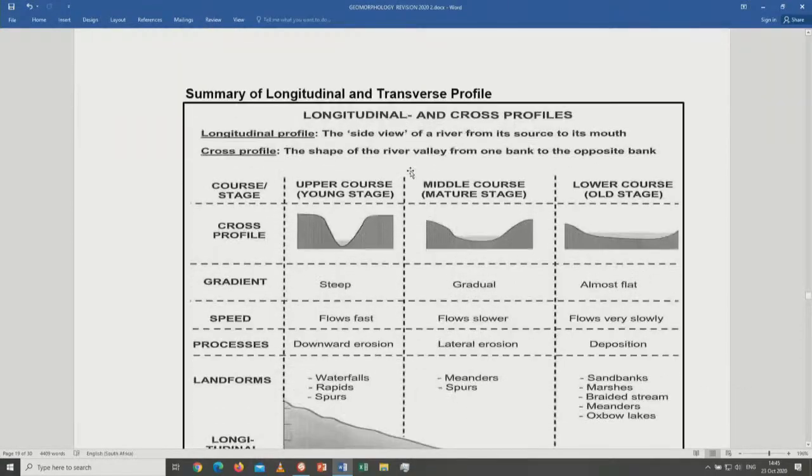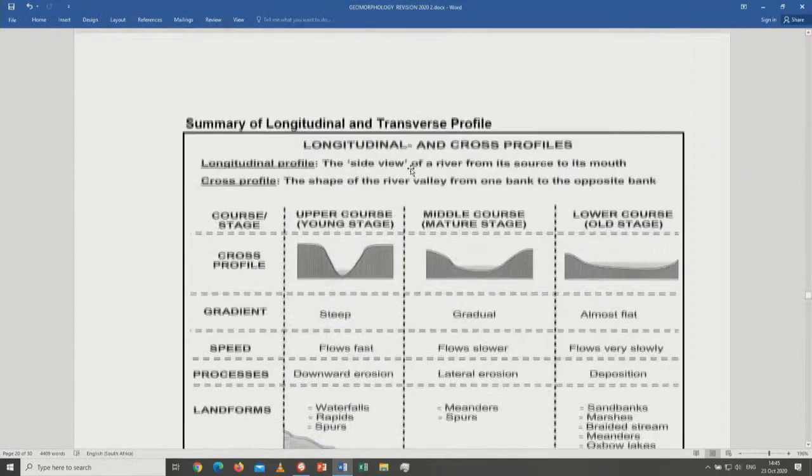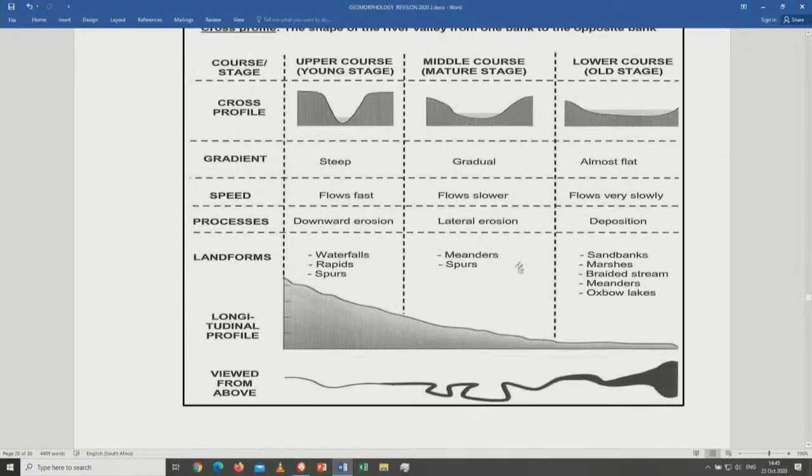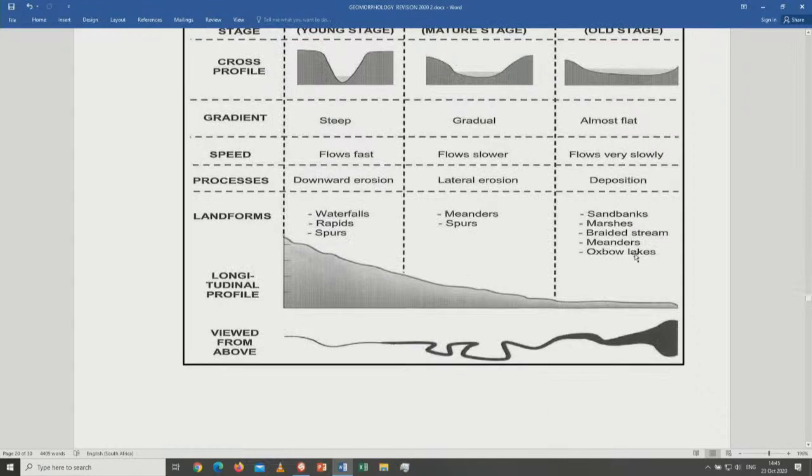Great job. And then here's a summary of the longitudinal profile and transverse profile. Transverse profile, the shape of a river, varies from one bank to the opposite bank. And then here is a summary of it. Here are some of the features over there. We talked about the oxbow lake, we talked about meander, braided streams, sandbanks and marshes, and also the delta. Also, we talked about the whole thing over there.